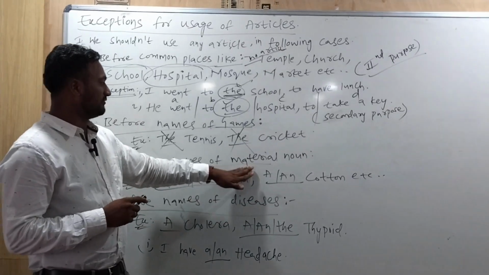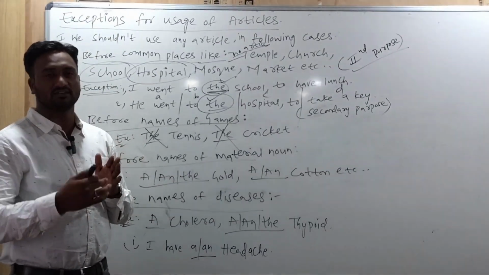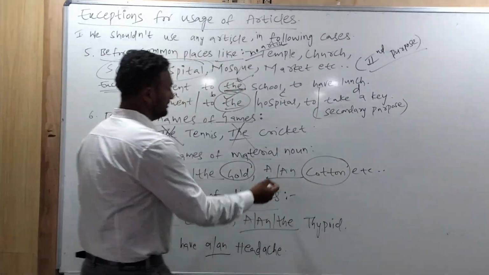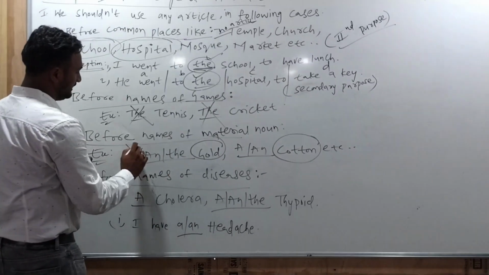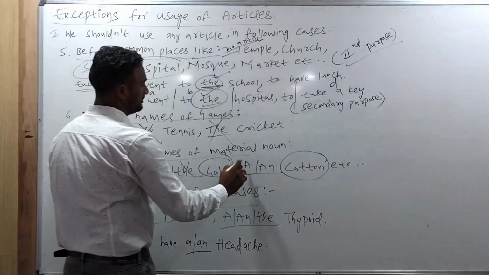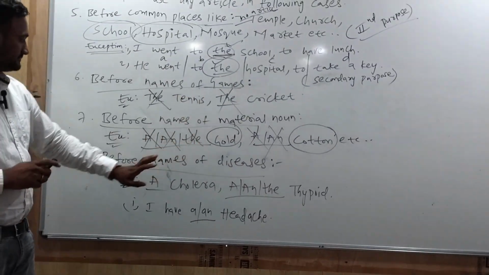So here, before material noun, what does material noun mean? It shows the names of materials. So gold is a material, cotton is a material. We should not use any article before material nouns. So we should not use any a or an or the. We should not use any article before material noun. Here also the same way. We should not use any article before material nouns.